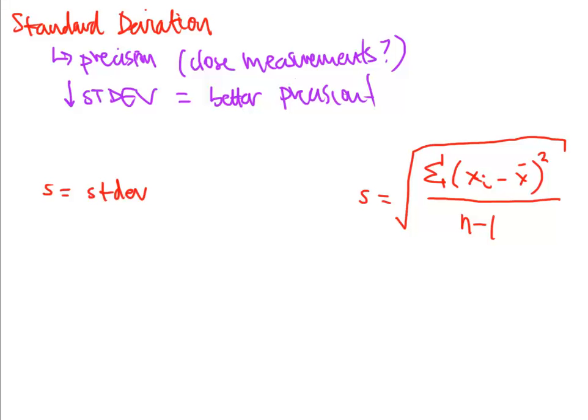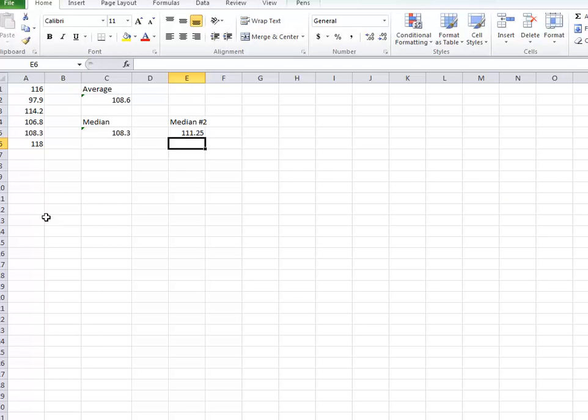Let's work out an example by hand, just to show you how nasty this can get. All right, so let's take our previous example here. We had this data set, and I'm going to go back and I'm going to delete this median 2 and the number that goes with it, and I'm going to delete this 118.